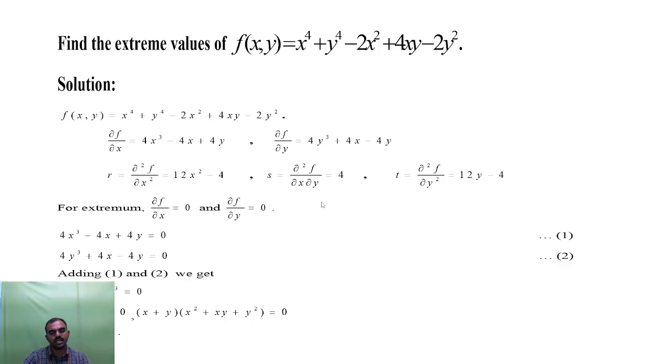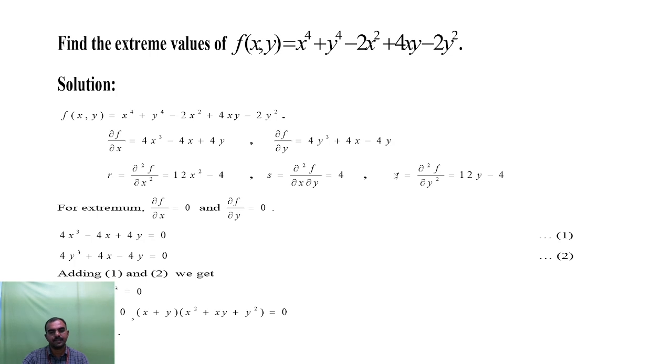Then let's find the s value. What is the formula? Dou square f by dou x dou y. So this dou f by dou y we differentiate with respect to x. 4y cube has no x, so the derivative is 0. 4x: 4 is constant, x differentiates to 1, so 4 into 1 is 4. Minus 4y has no x, so the derivative is 0.